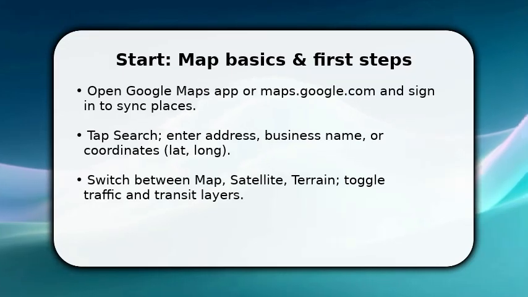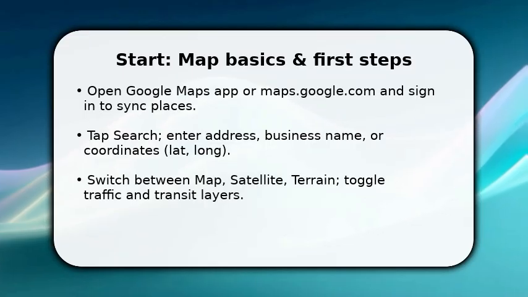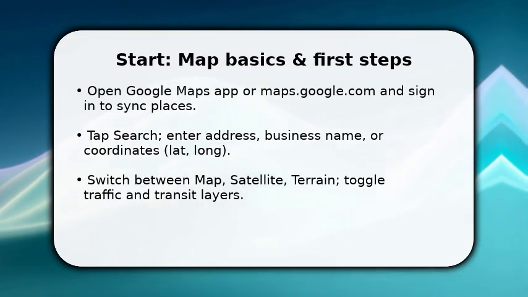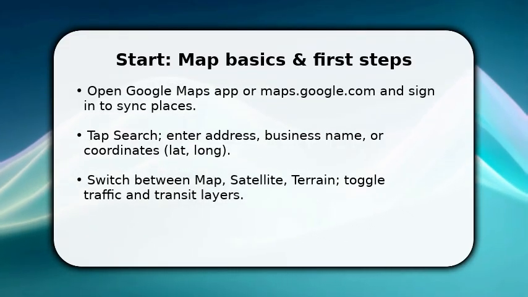Enjoy the video. You begin by opening Google Maps and signing in so your places and history sync. Tap search and type the address, business name, or coordinates. This targets exactly where you want to go.